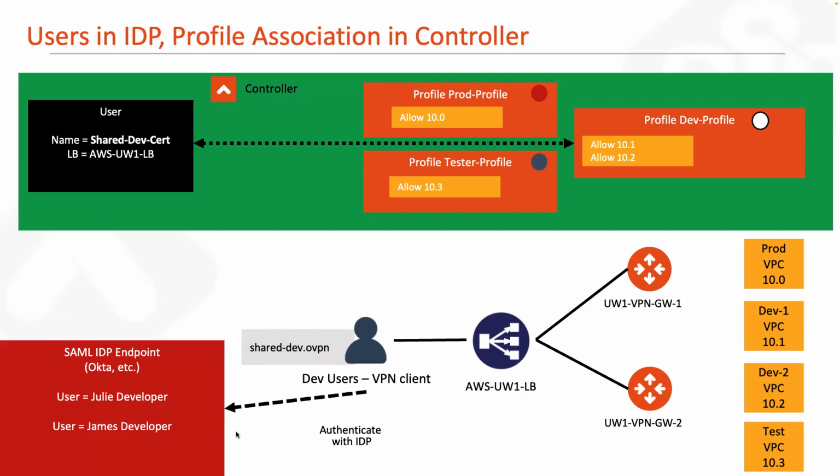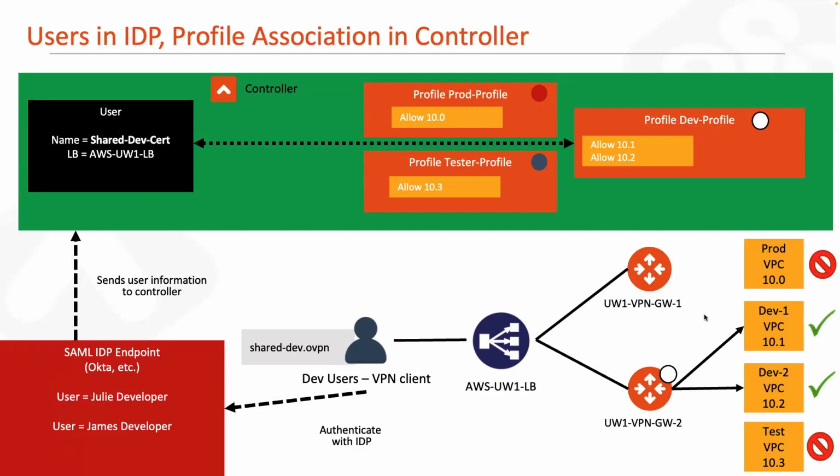Once we authenticate with the IDP, it could be Julie or it could be James. Assuming that it's Julie, we will send the information that the user is Julie. The controller has already mapped Julie manually to a profile, which is a dev profile. Obviously the rule will get instantiated on the gateway, and we will only get access to 10.1 and 10.2. So the benefit here is we are offloading authentication to the IDP, which means we can use the shared certificate.